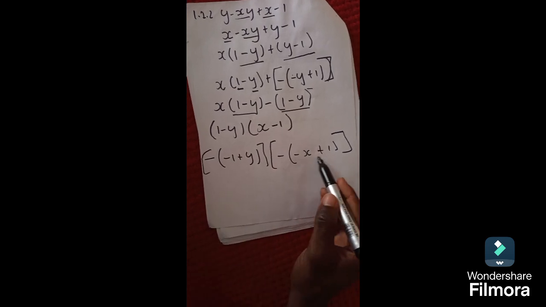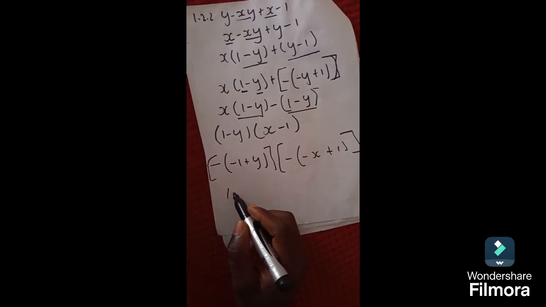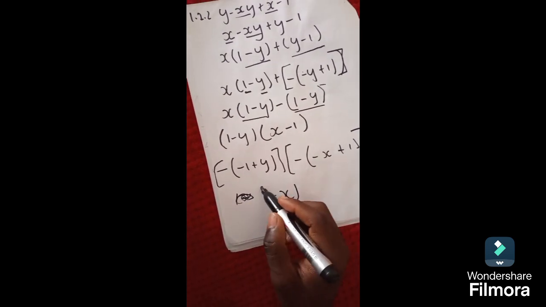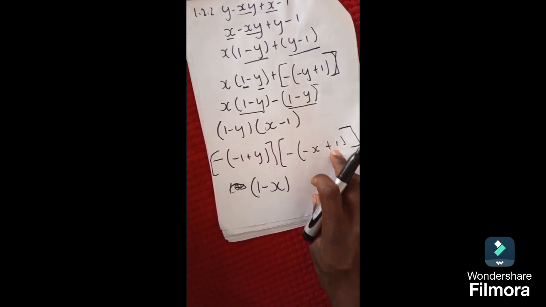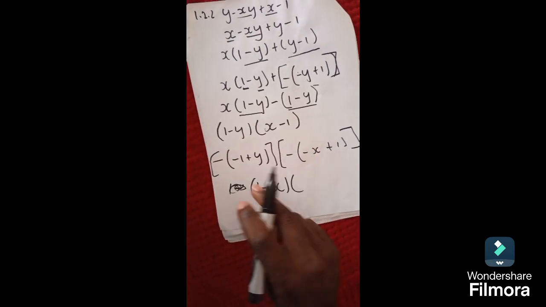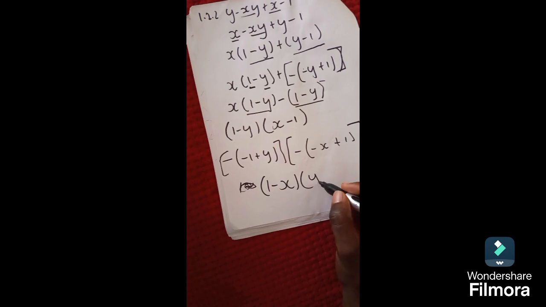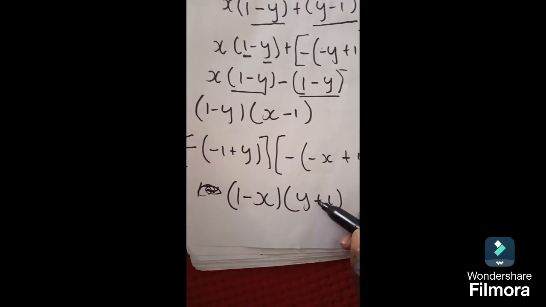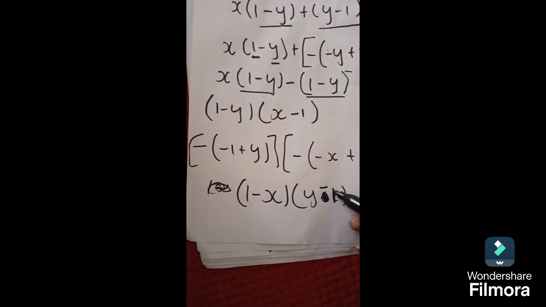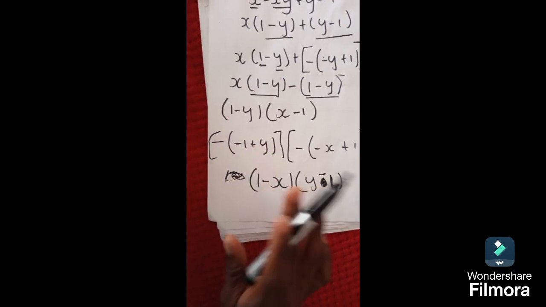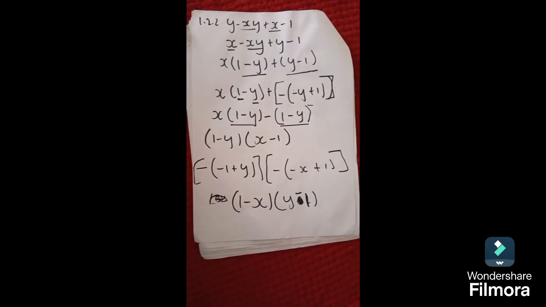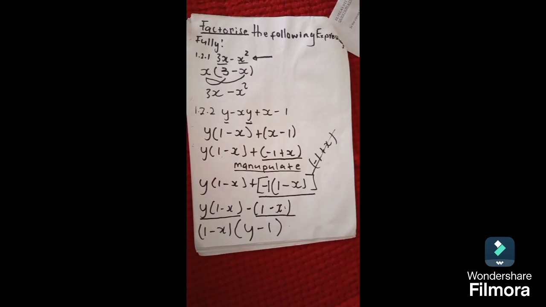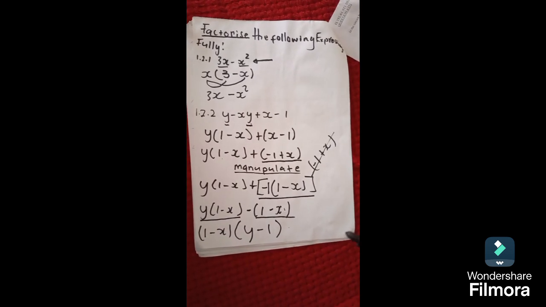So this one, when you arrange it, it's 1 minus x. The arrangement does not matter. 1 minus x, and then the other bracket you have y plus 1. I mean y minus 1, not plus 1. It's y minus 1. As you can see, it's y minus 1. So this solution is the same as the solution you got from the first method, which is this one. This is the first method.